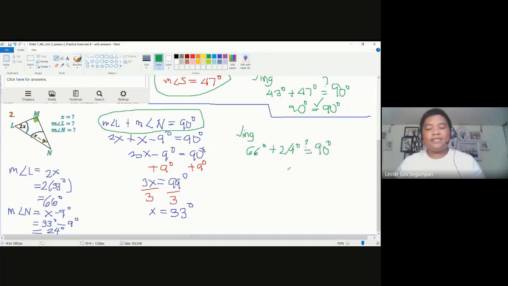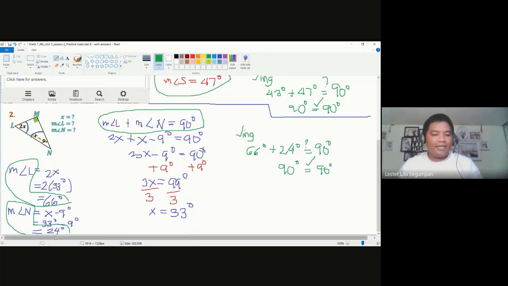Sum them up: 66 plus 24, that's 90 degrees. Check, 90 degrees here as well. Now that we have balanced the equation in our checking, that would mean this is really the measurement of angle L, this is also the measurement of angle N, and the value of x we used to get those two measurements is also correct. So this is how we solve problems pertaining to angles of a right triangle.